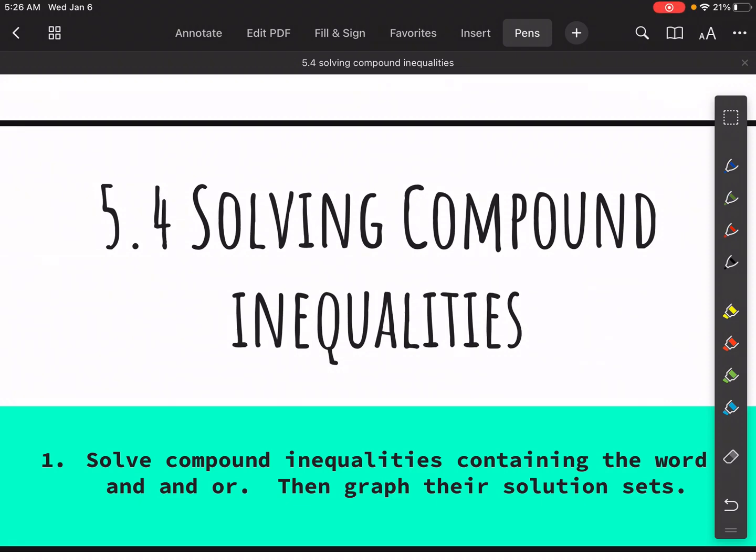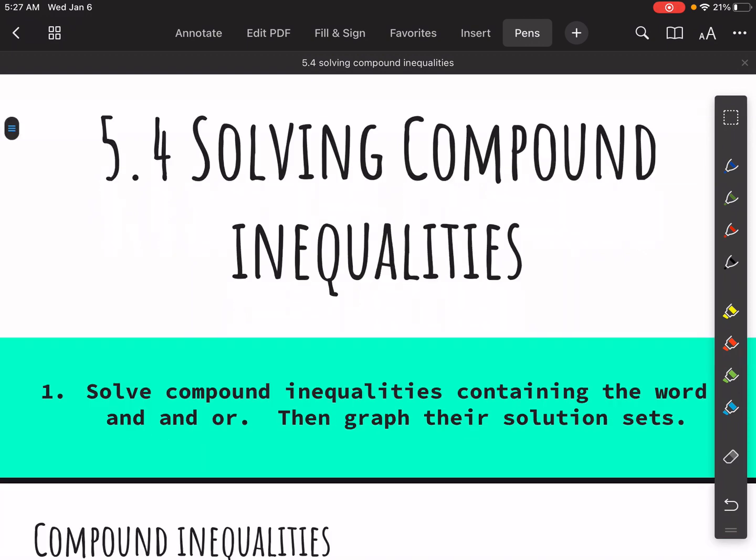All right, moving right along into 5.4, solving compound inequalities. Today, really one objective, multiple parts to it though, but one objective is to solve compound inequalities containing the word and or or, and then graph those solutions on number lines. So that's what we're going to be working on today.